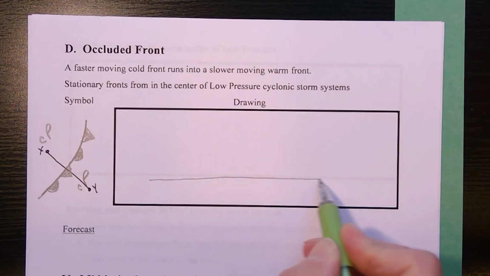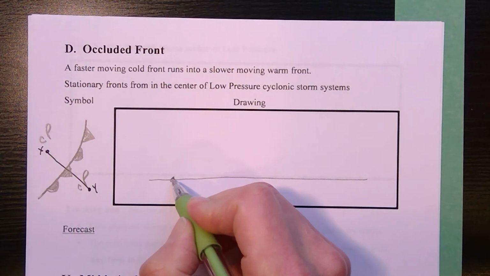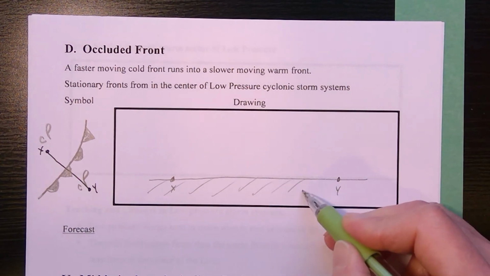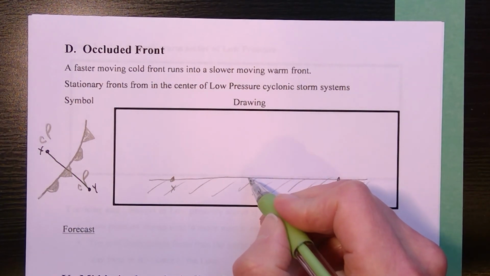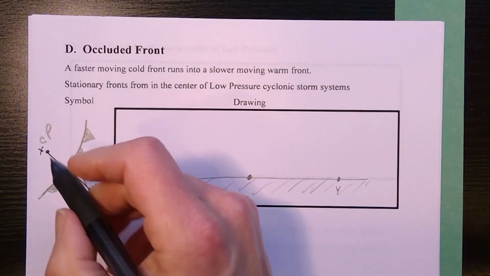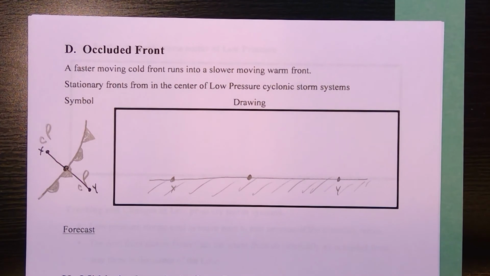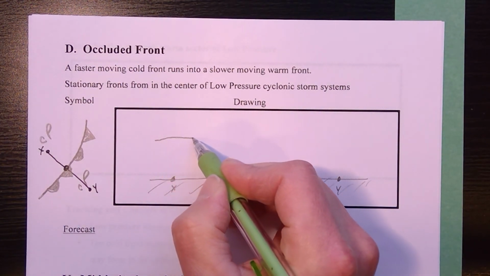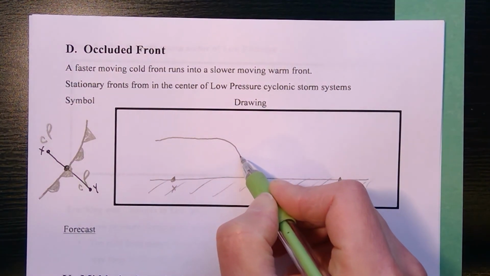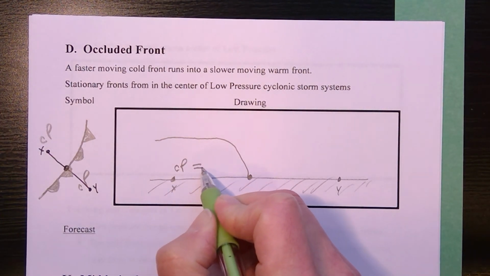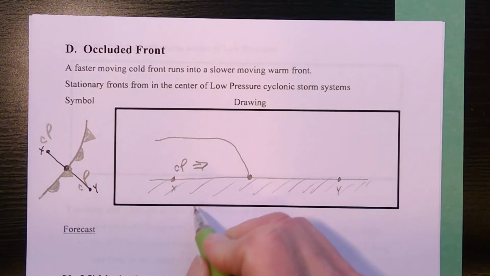So we have X and Y. Here's X, here's Y. This represents the Earth's surface. We have the boundary between X and Y right here at this point. So this point represents this spot right on my weather map. Now, if I try to draw this, this is going to look like the leading edge of a cold front. So I have continental polar air, which is cold and dry, moving into a warm front.